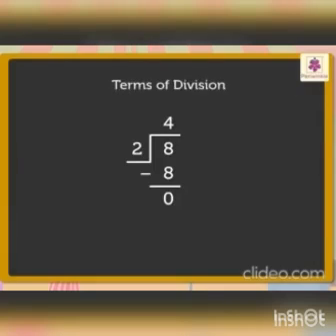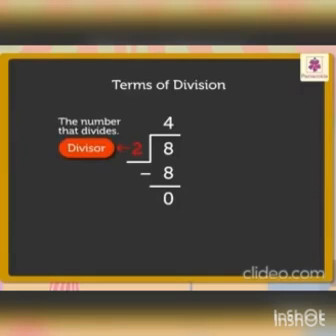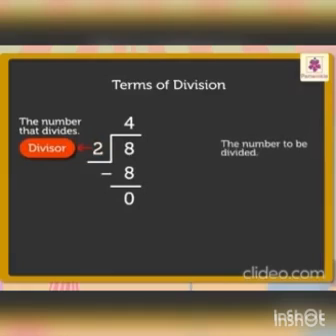Let us learn some of the terms of division now. The number that divides the dividend is called divisor. That is the number 2 here. The number to be divided by the divisor is called dividend. That is the number 8 here.